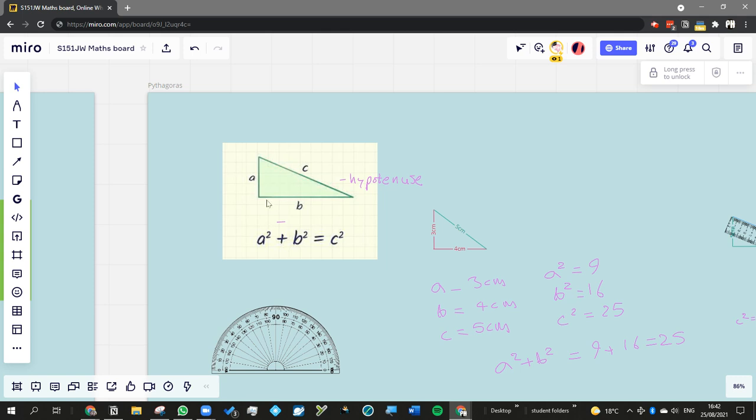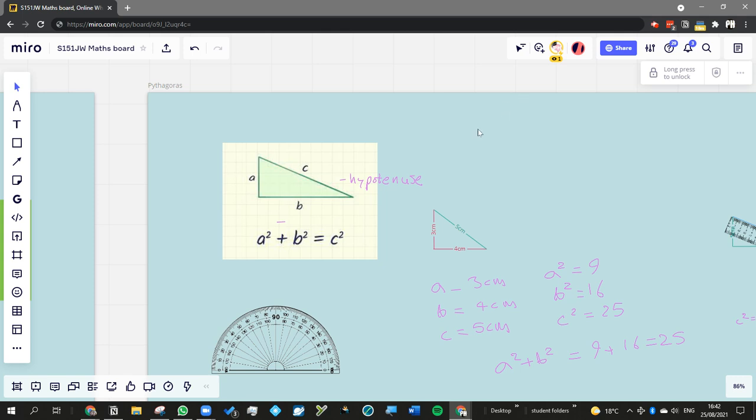Doesn't matter if that's B and that's A, but the C must always be the longest side, which is opposite the right angle, and also it can be called the hypotenuse. So C is always the hypotenuse. So that can be shown if we have.